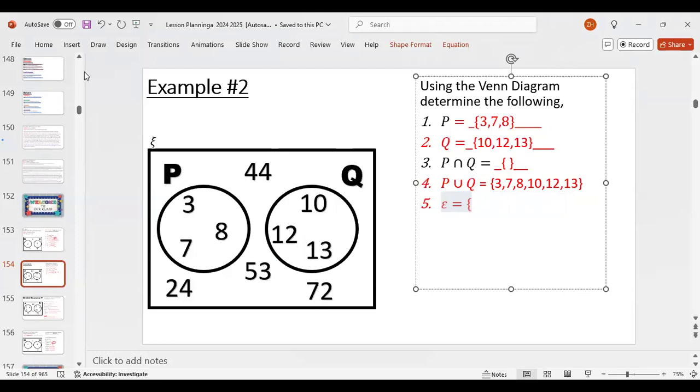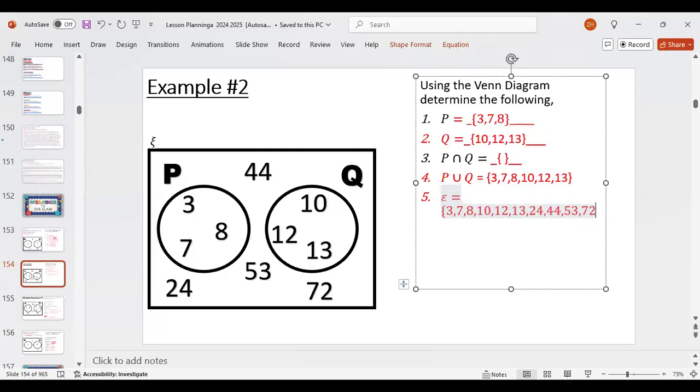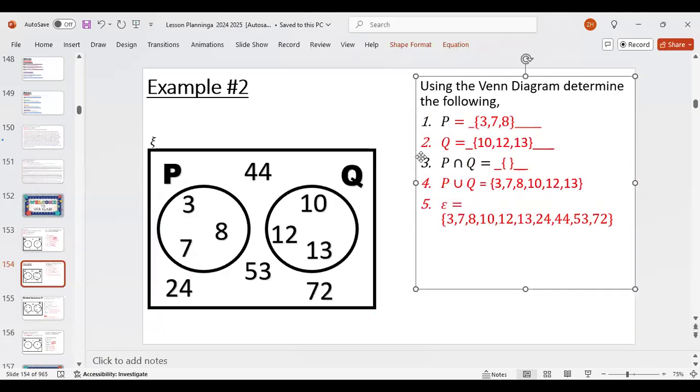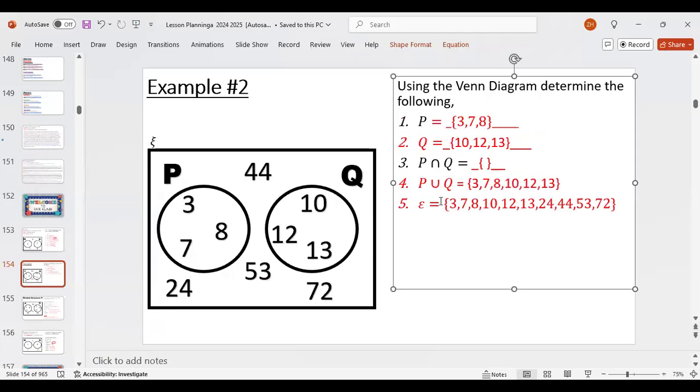Curly brackets. 3, 7, 8, 10, 12, 13, 24, 44, 53, and 72. Do we agree with Jeremiah's synopsis of this? He's telling me that the universal set is all of this. Do you agree? Yes, sir. You agree? Yes, sir.